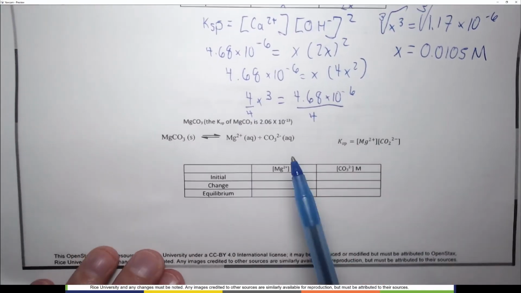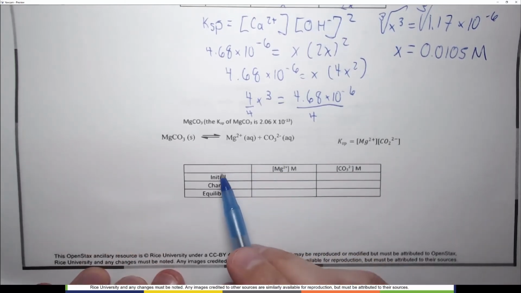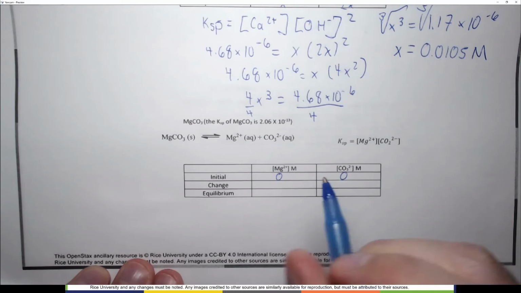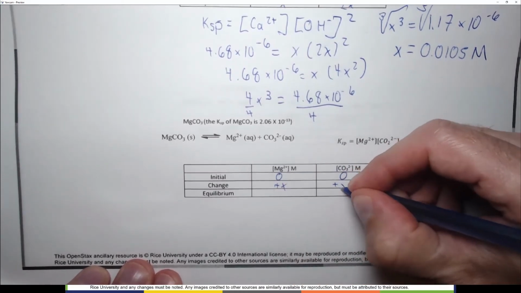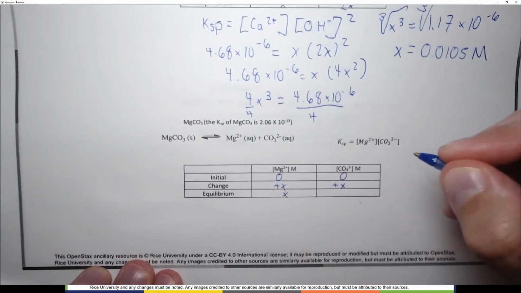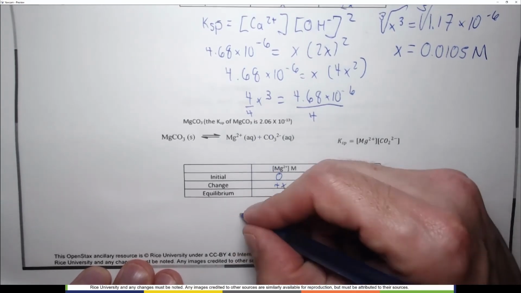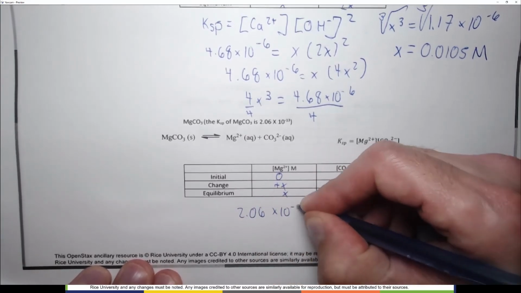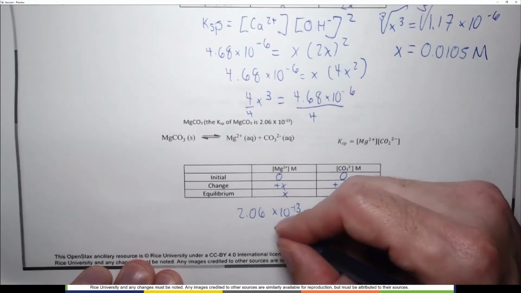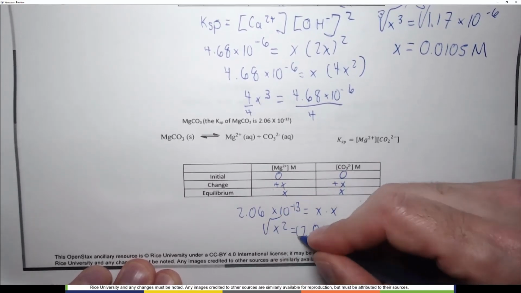Okay, the next example asks us about magnesium carbonate, and we already had written the KSP expression for that one. In this case, the initial concentration of magnesium and carbonate both start off as 0, just like the other one. We gain X of magnesium and X of carbonate. Notice here that they're 1-to-1, so we get X and X. At equilibrium, we have X of this, and at equilibrium, we have X of this. We have the KSP expression, and we have the KSP. So plugging in, 2.06 times 10 to the minus 13 equals X times X, or X squared. X squared equals 2.06 times 10 to the minus 13. We take the square root, we take the square root.